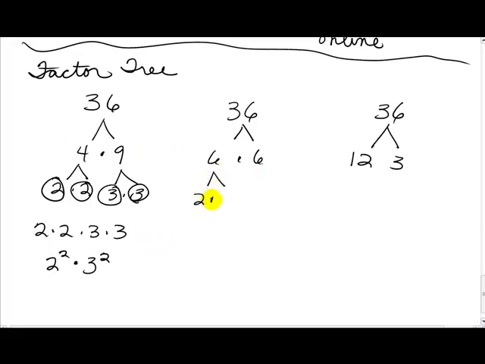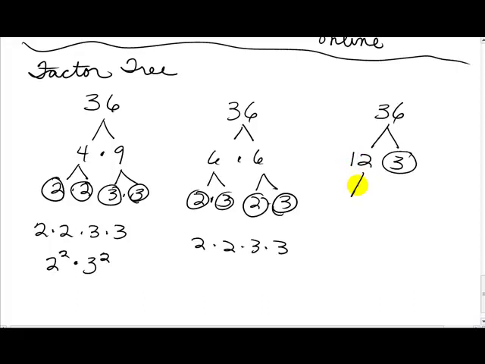When I break this down, it's 2 times 3. Those are prime. 6 is 2 times 3. Those are prime. If you circle it as you go, it's easy to see the numbers when you go to write them out in the prime factorization. 3 is prime, so we circle it. 12, we could do 2 times 6. That's prime. 6 is 2 times 3. And again, there's 2, 2, 3, and 3, just like we have.